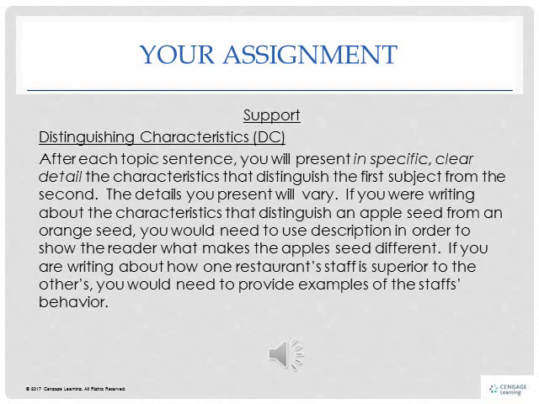Again, to repeat, the supporting details are going to be clear and specific details that allow the reader to see the relevant differences of the 2 restaurants that you are contrasting. One thing to remember, for example, I have this at the bottom here. If you are writing about how one restaurant staff is superior to the others, you would need to provide examples of the staff's behavior. So you need to tell me what the staff does. Don't simply describe it. Don't say they're friendly. Say they greet you with a smile and introduce themselves by name.